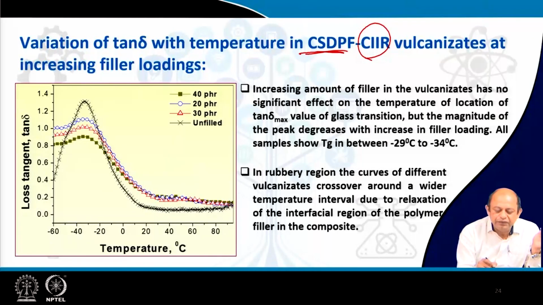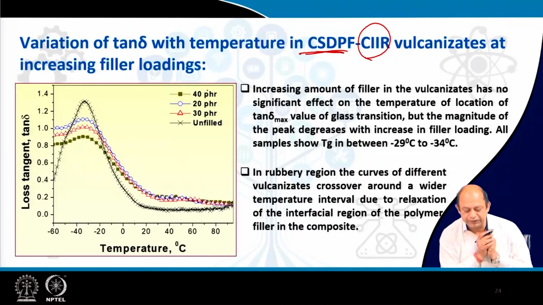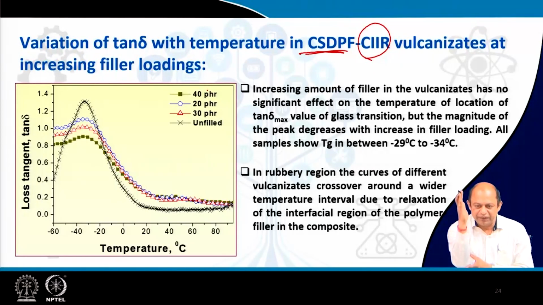Here they loaded that particular filler at different phr loadings and tried to monitor how the viscoelastic properties change. In general, increasing the amount of filler in the vulcanizate has no significant effect on the temperature location of tan delta max, whatever maximum of tan delta you are getting. And all samples show Tg between -90 and -34 degrees centigrade.